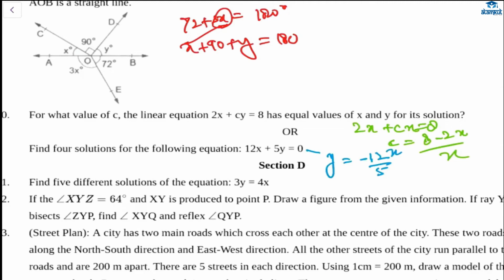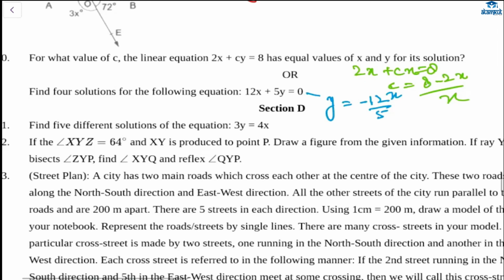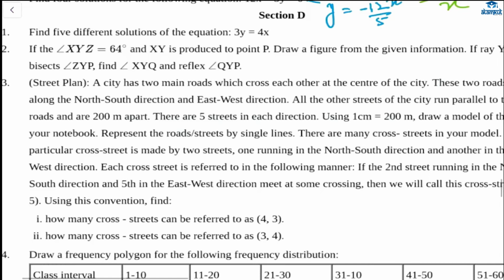Understood? Yes, ma'am. Now for every value of x, you can get the corresponding value of y, and you have to find 4 values. So you can take any 4 values. Okay. Now find 5 different solutions of the equation. This also can be done.